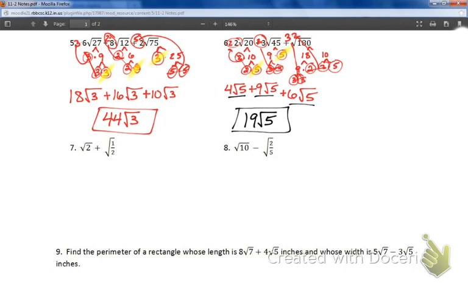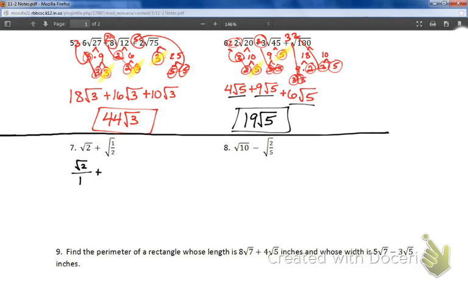7 and 8, a little bit more difficult because of the fractions and because of the fact that we have to rationalize our denominators here. Again, something that we learned in the last section, rationalizing denominators. So let's just start out here. I'm going to turn this square root of 2 into the square root of 2 over 1 so that I have both things being fractions. And I'm going to turn this square root of 1 over 2 into a fraction where the numerator is the square root of 1 and the denominator is the square root of 2.